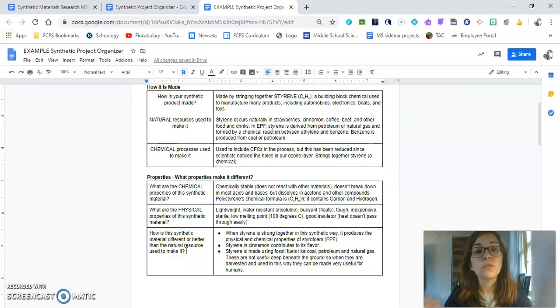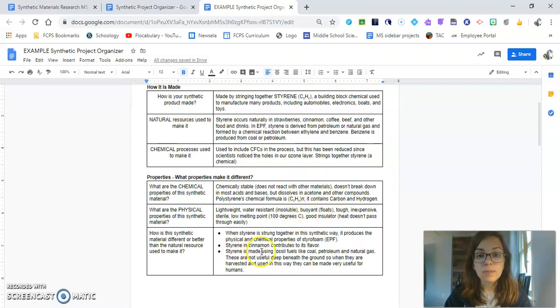to make it. So for me, styrofoam, or EPF, is made using fossil fuels, actually. So coal, petroleum, and natural gas are used to make this awesome styrofoam that we use in so many different industries. Now, of course, those properties are very, very different. So in here, that's where I included the difference in properties. So when this styrofoam compound, the styrene, is strung together in a synthetic way, it produces the chemical and physical properties of styrofoam, or EPF, which were listed in the boxes right above.